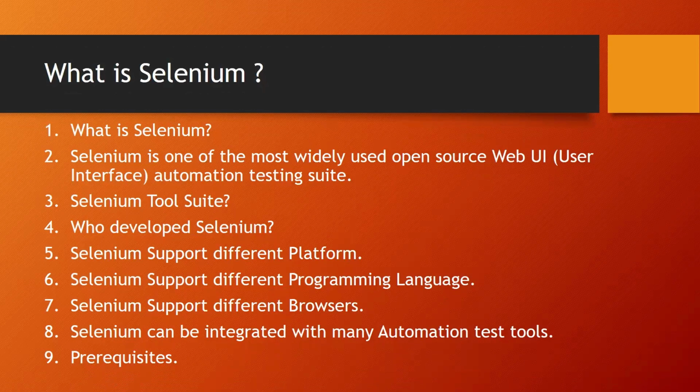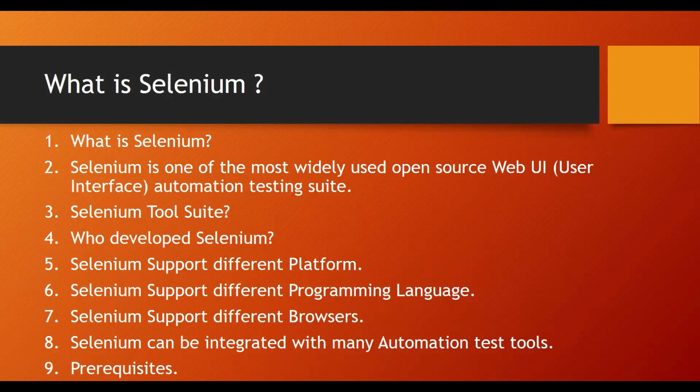Selenium supports different platforms. We can create an automation testing project on different platforms like Windows, Linux, Solaris, and Macintosh. It also supports operating systems for mobile applications like iOS, Windows Mobile, and Android. So we can make a project across different platforms.